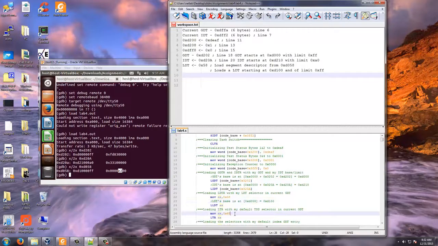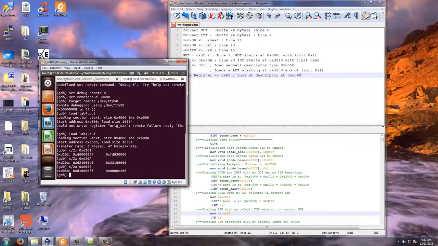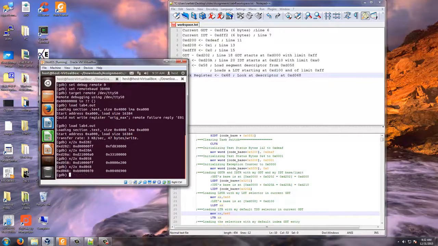Now let us go to line 26, line 27. Your task register is loaded with that segment descriptor, basically 0x68. So look at the descriptor in, again, this is the GDT at 0xD068. Why again D068? Because D000 is where your GDT starts. So let us go and look at the descriptor at D068.